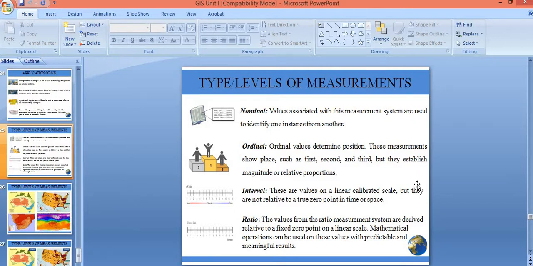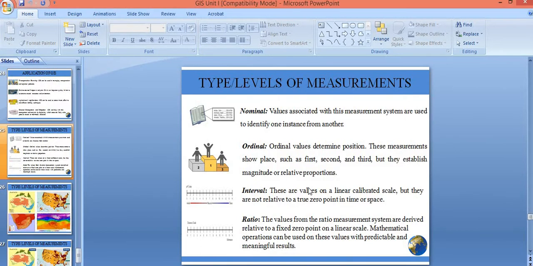But whereas in a ratio, if you say 0, it means that it is the absence of that value or absence of something. If you say the height of the person is 0, what does it mean? The person is not there. If I say 0 students are attending my class, it means that no students are attending my class. So that's about the types of measurements. These are the topics you have to concentrate on in your first unit.